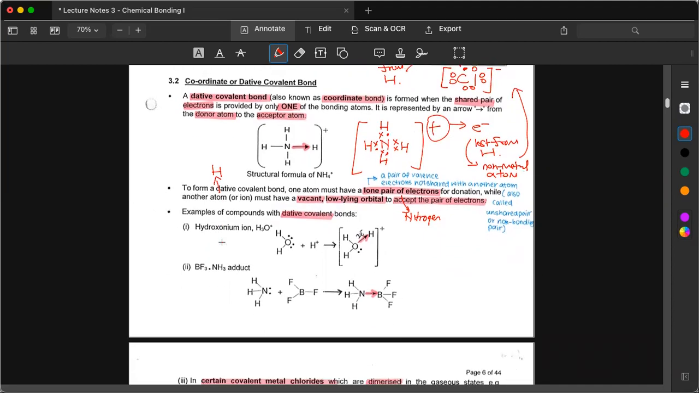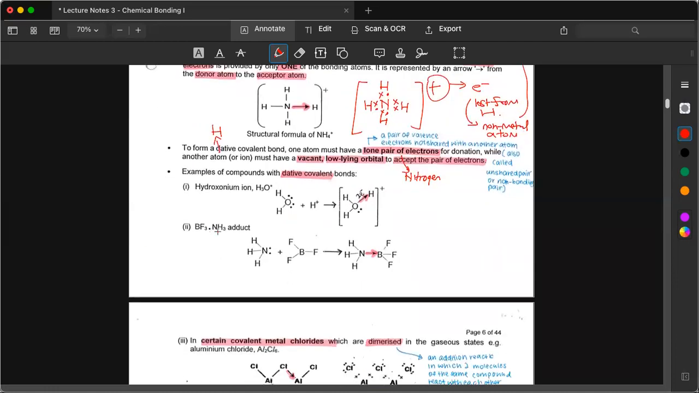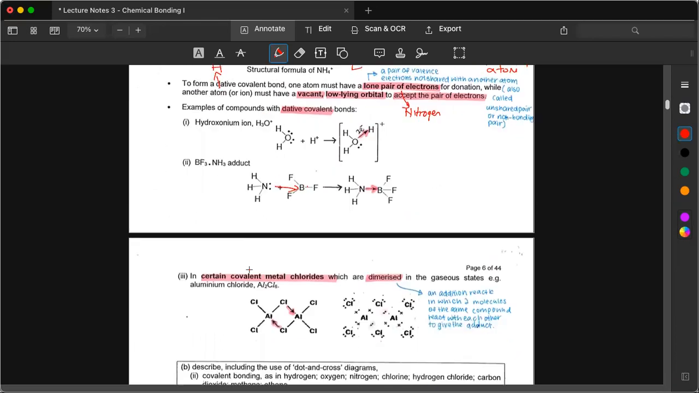Now, these are other examples of compounds with a dative covalent bond, like H3O+, with the hydrogen ion. Okay, so the two electrons from oxygen are shared with hydrogen in a dative covalent bond. And we have BF3 and NH3. The dot means there is a dative bond between N and B. When boron with 3 valence electrons has all of them shared with the fluorine, there is a vacant orbital ready to accept the lone pair of electrons from nitrogen.